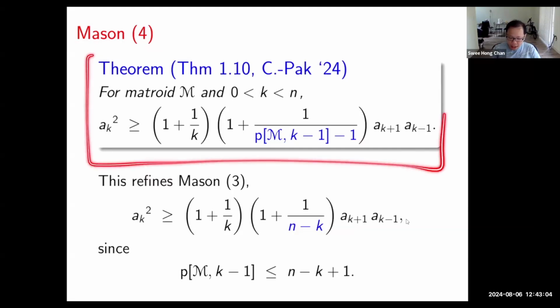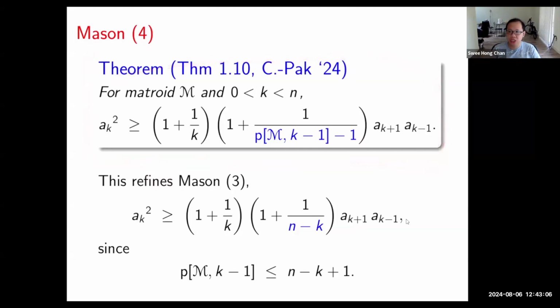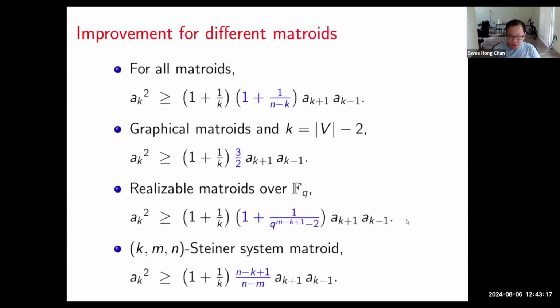This is what I claim to be the improvement of Mason 3. Okay. And of course, if I claim something to be an improvement, I need to show evidence, right? Why this is an improvement. So let us see what is the improvement for different matroids.